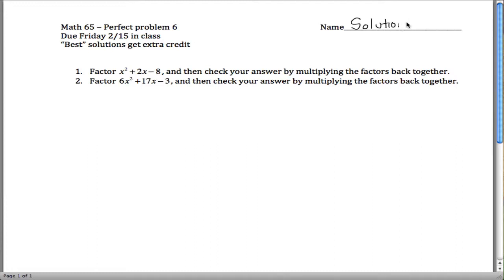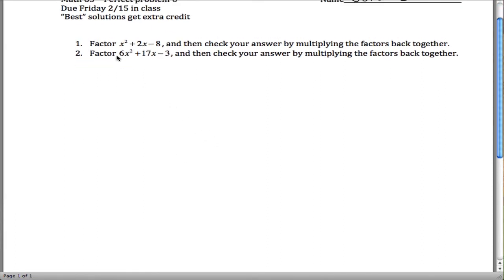All right, here are solutions for perfect problem 6 for Math 65. Doing a bunch of factoring. First, we're asked to factor x squared plus 2x minus 8.